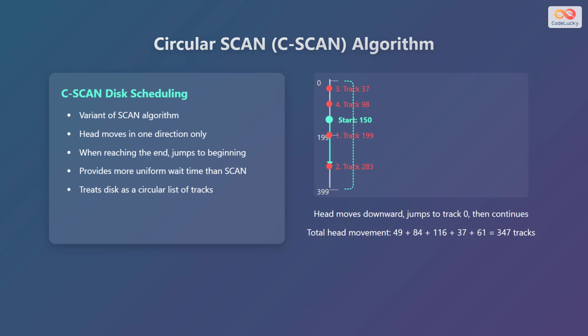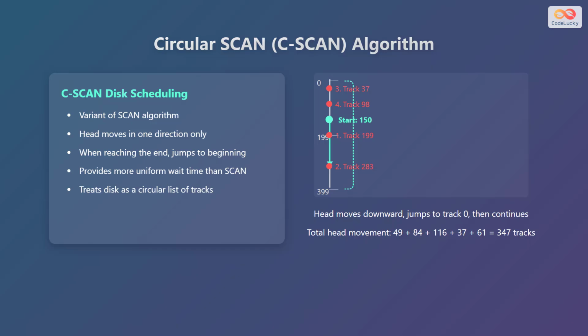Here is an illustration. With circular scan, the head starts at track 150. It continues downward, servicing tracks 199, 283, and 399. At the end, it jumps to track 0. Then it continues to service tracks 37 and 98.